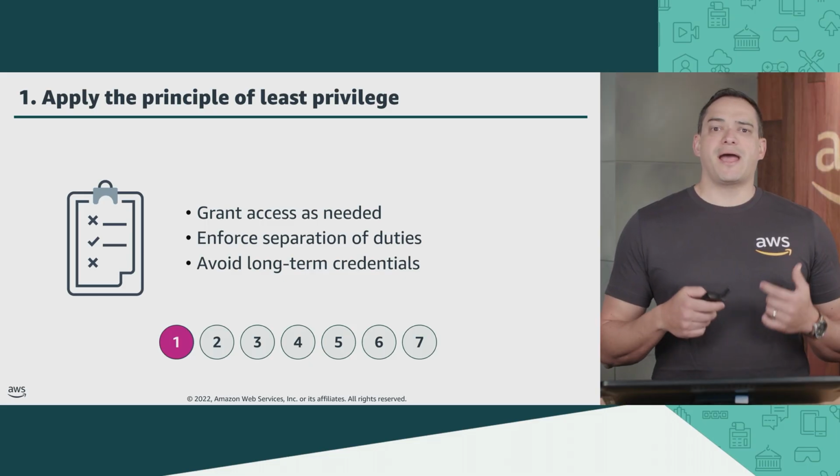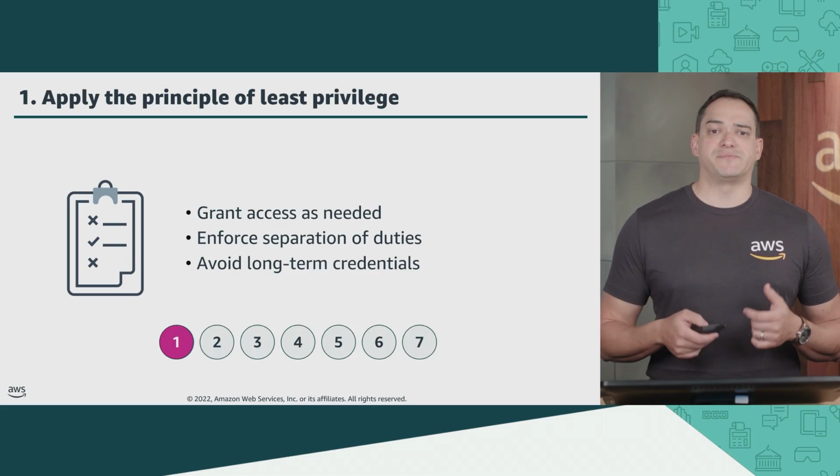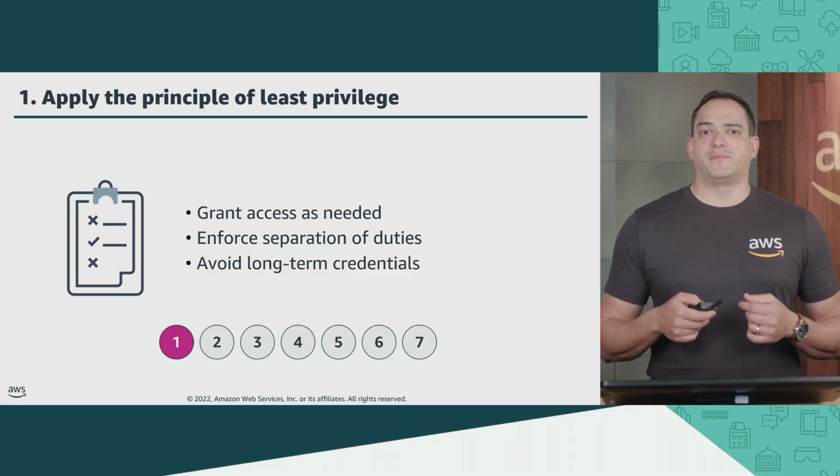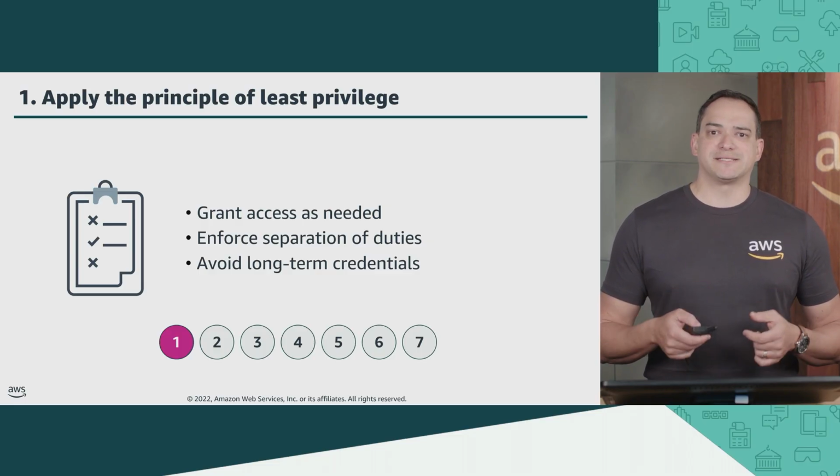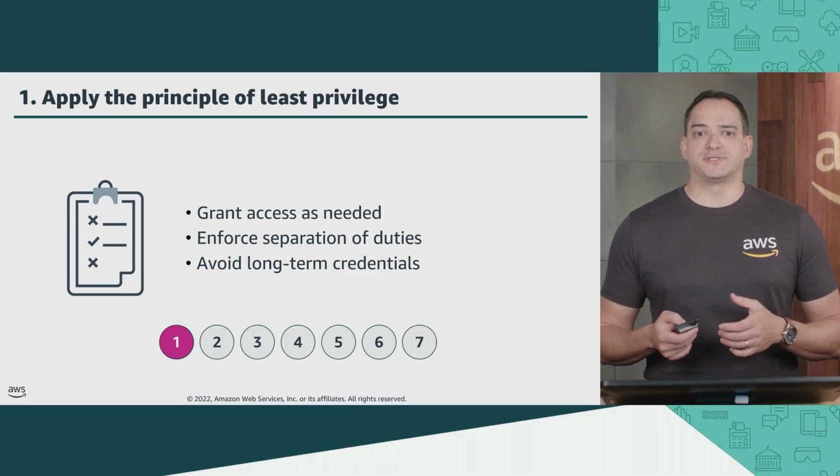In AWS, IAM is the primary service for permissions management. The service provides the ability to control user and programmatic access to AWS services and resources.